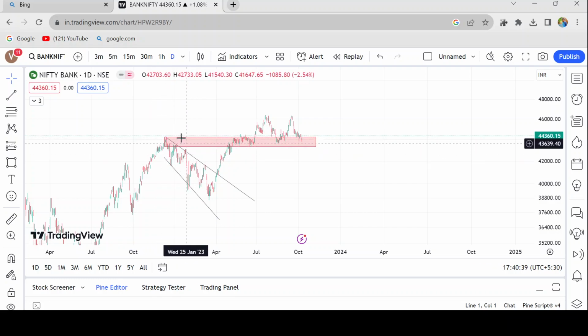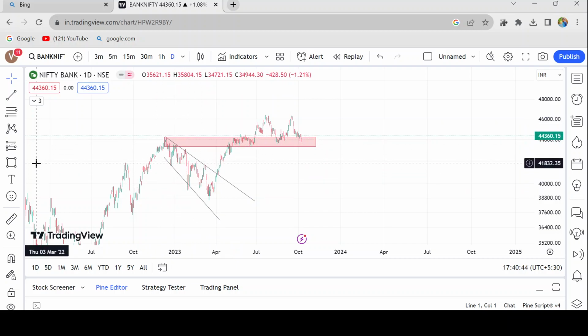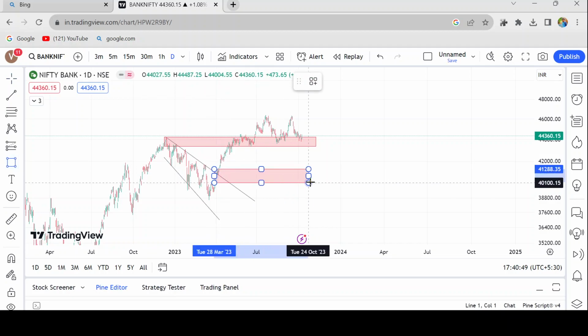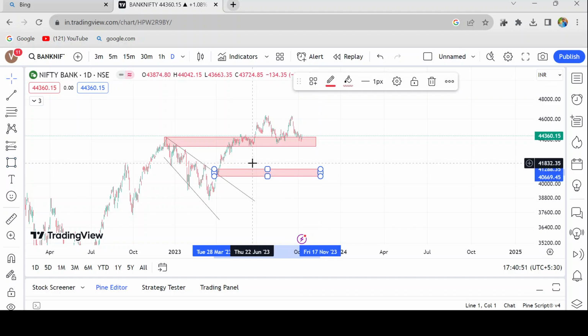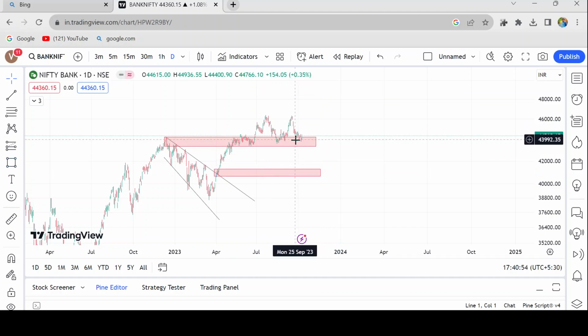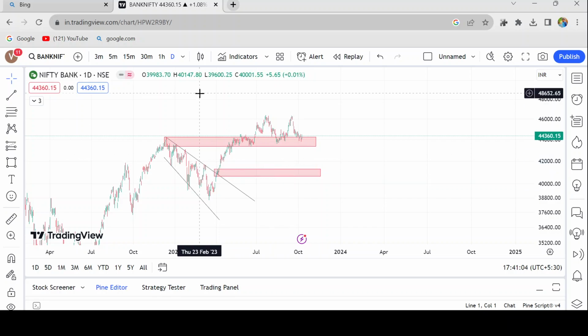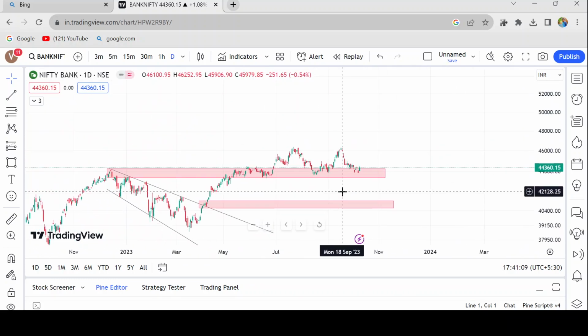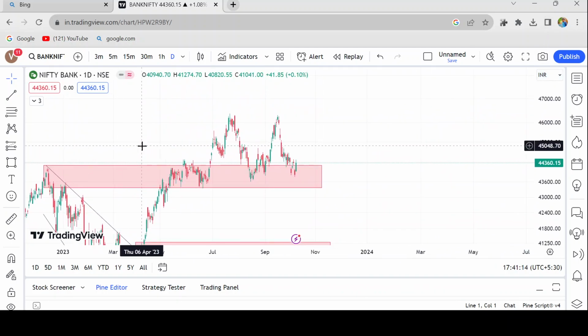This area becomes the supply zone, and once the wedge is broken out, this area becomes the demand zone. So if Nifty falls to this level, it can be a major demand zone for Bank Nifty till over here. Let me dive more into this, and we will see more effectively how we can trade in the coming days.